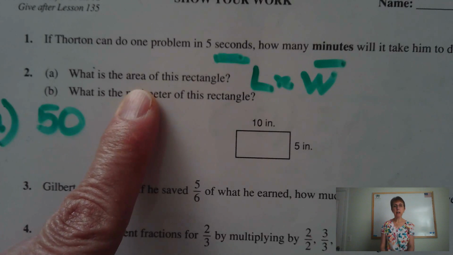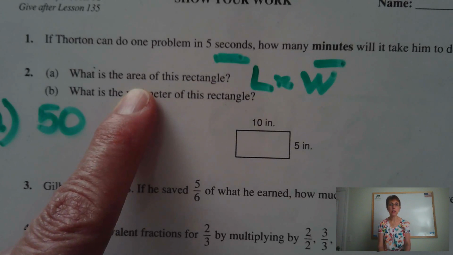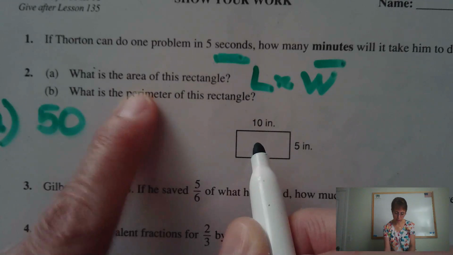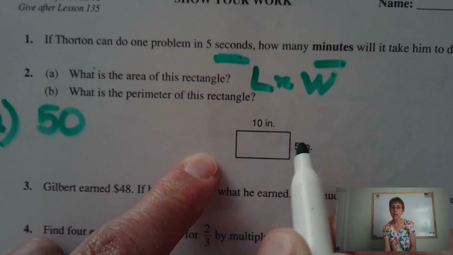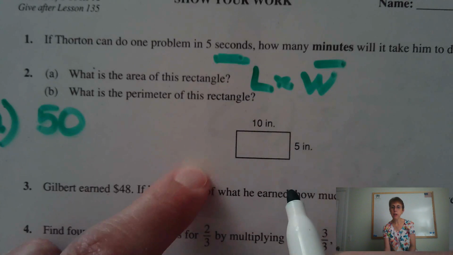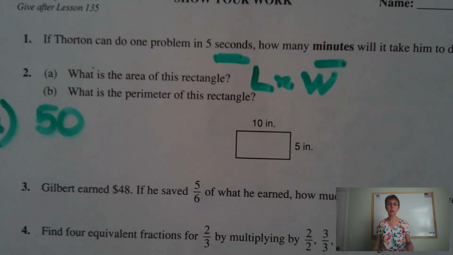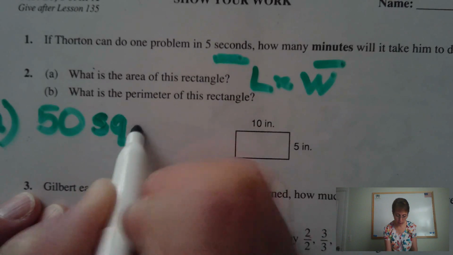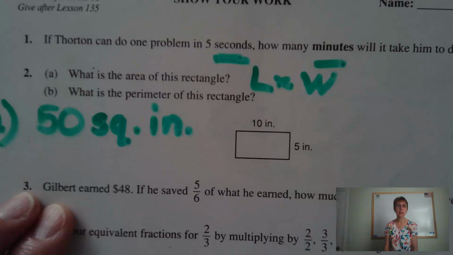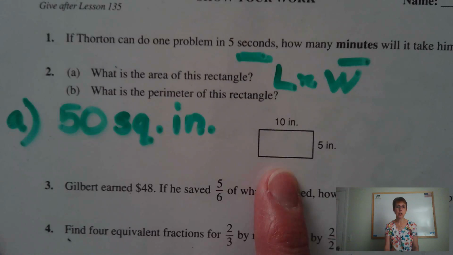Whenever you're doing area, area is always the number of square units, because what you're saying is if you divided up this rectangle, you can fit 10 squares going across and 5 going up and down. Remember that area is the number of square units that covers the surface. All right, so this label here would actually be square inches because it's area. So the area of this rectangle is 50 square inches.